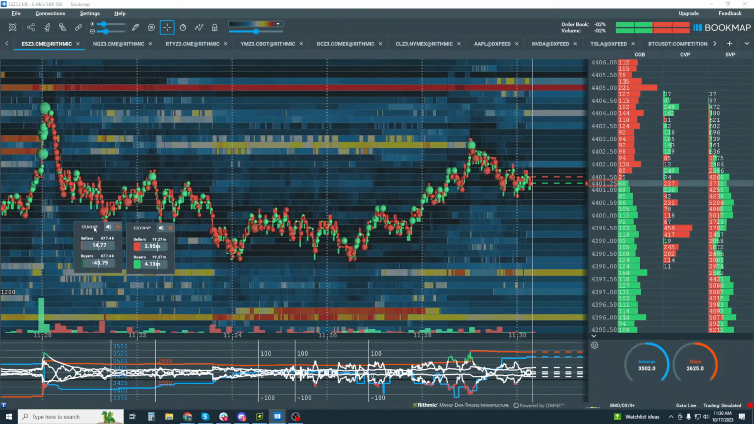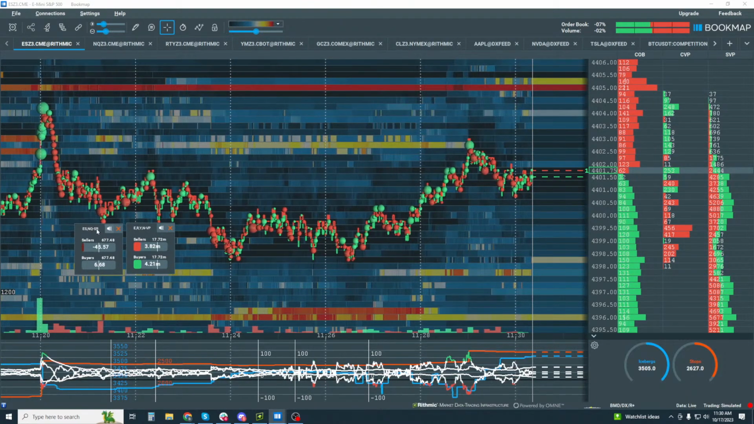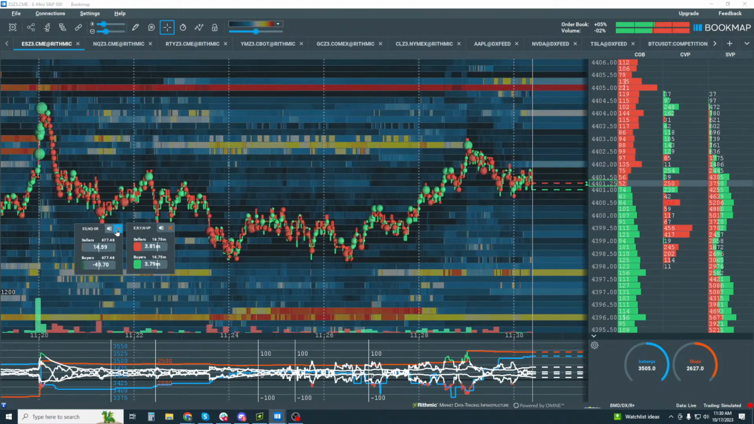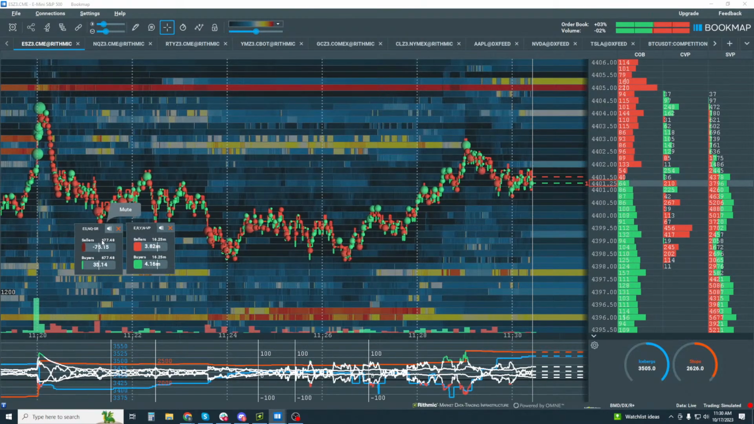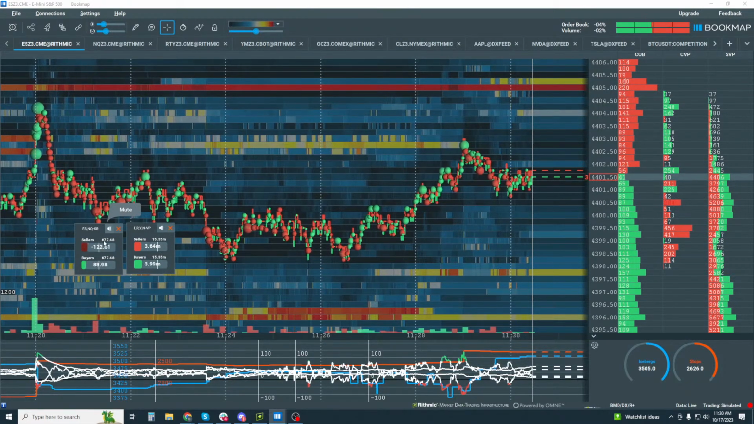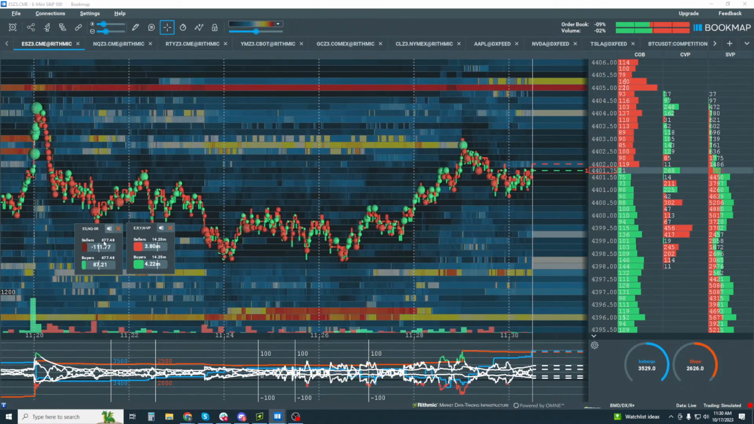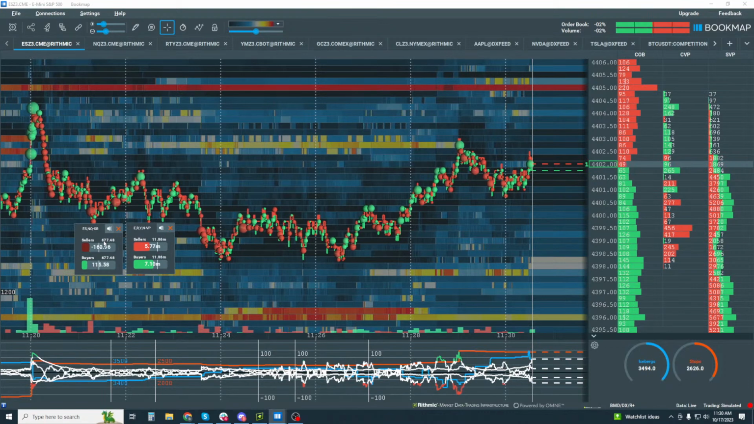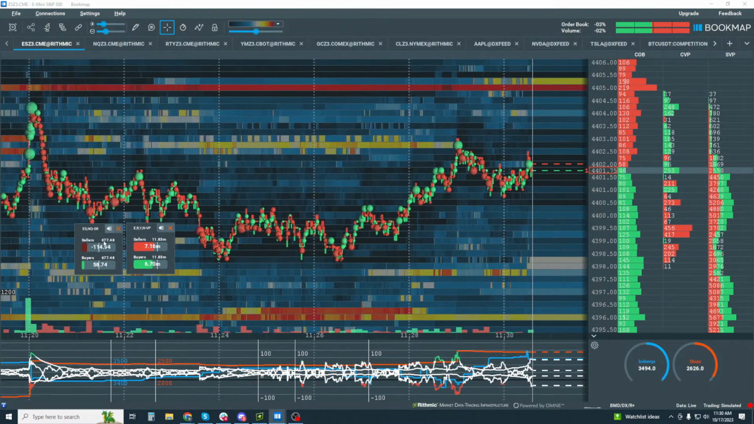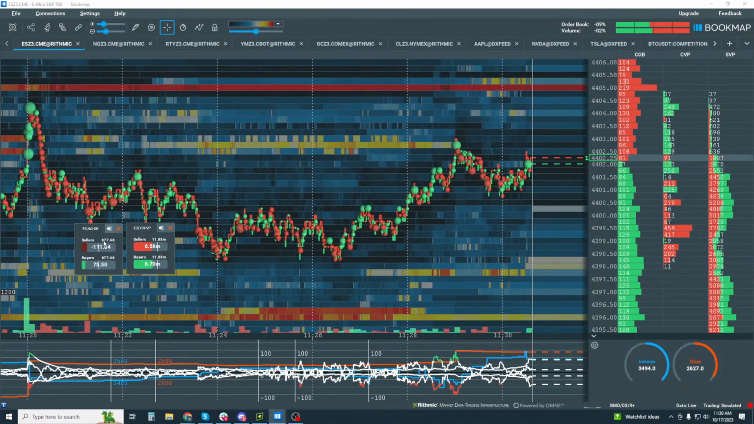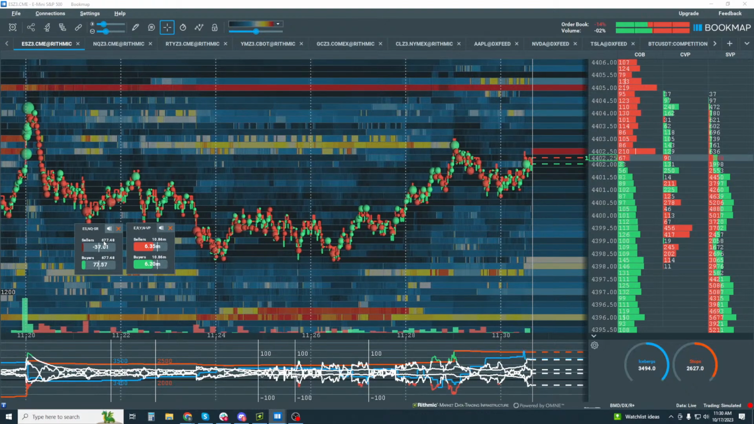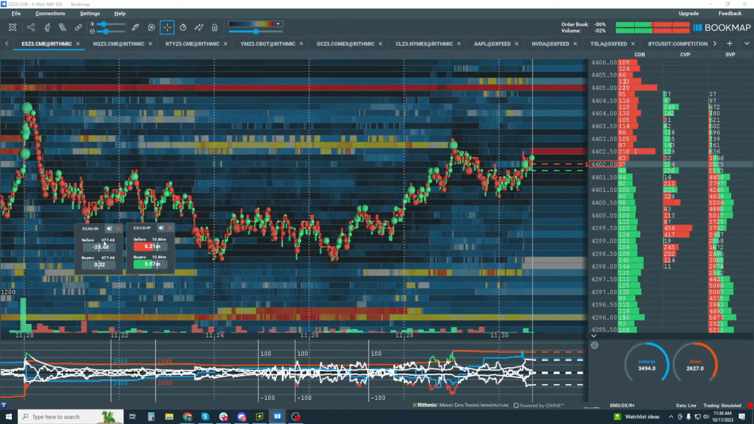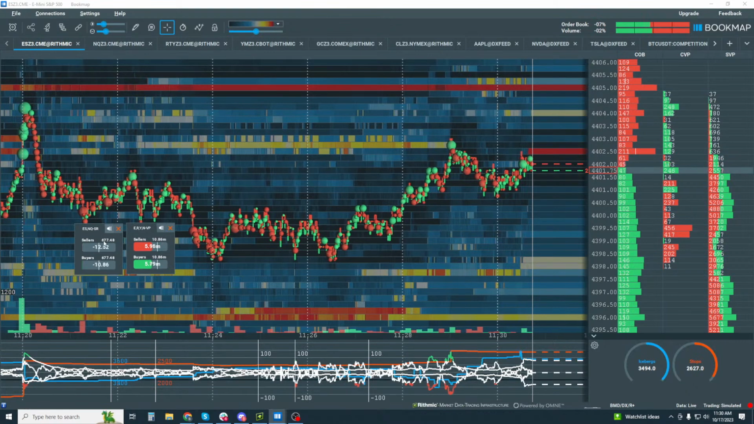So let me throw this out to you. So this is the volume pressure. I'm sorry, this is the support and resistance. Okay, it might be renamed something else in the near future because support and resistance is a little bit not quite right. But we'll find out what it is. We may or may not. I don't know.